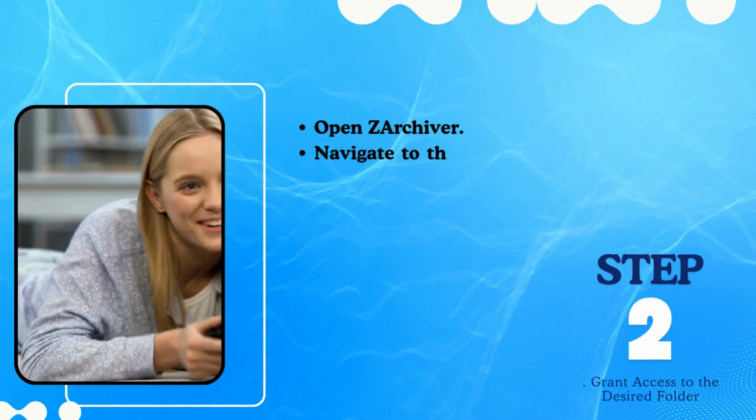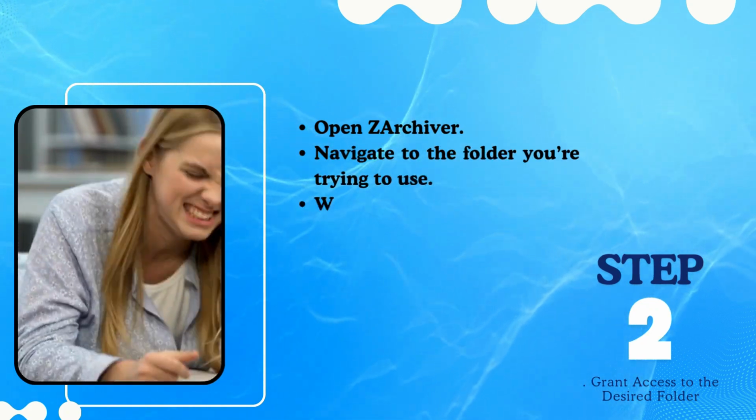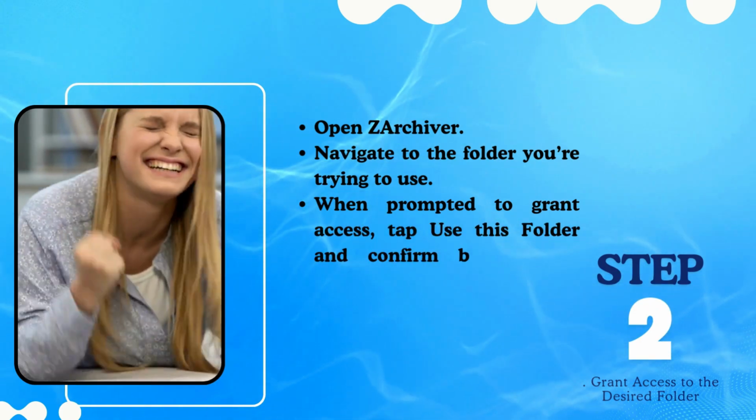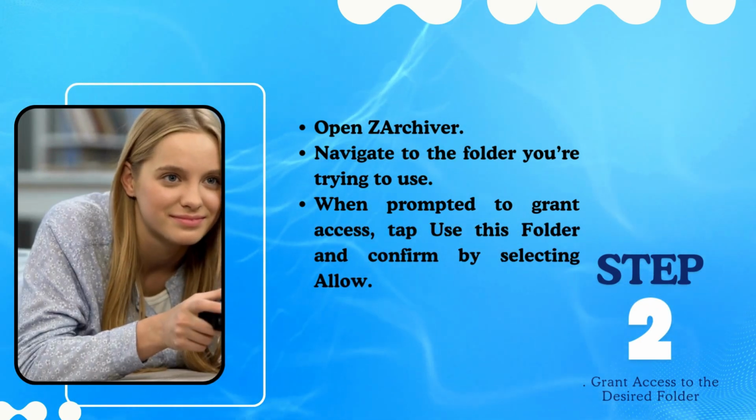2. Grant access to the desired folder. Open ZArchiver. Navigate to the folder you are trying to use. When prompted to grant access, tap Use this folder and confirm by selecting Allow.